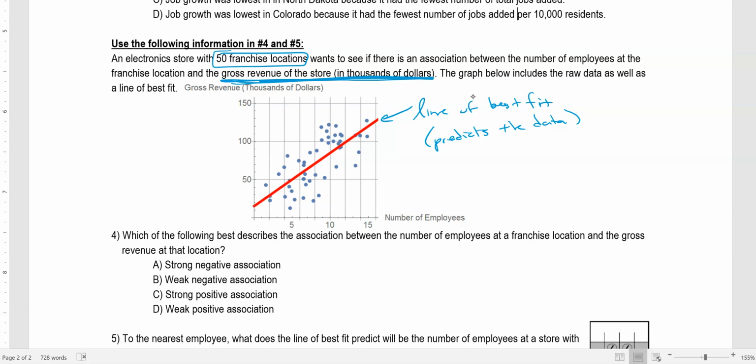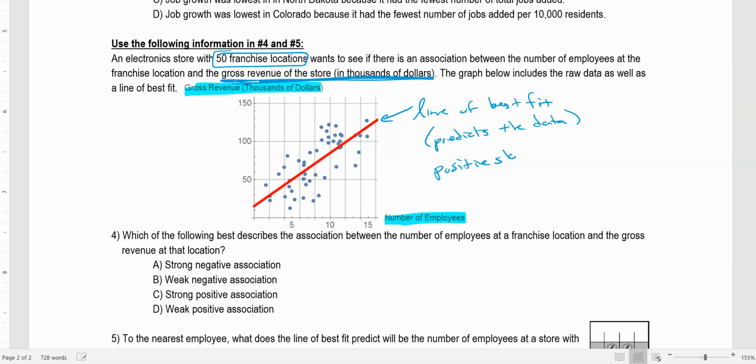Number 4 says, which of the following best describes the association between the number of employees at a franchise location and the gross revenue at that location? Well, look at your axes. This is the number of employees. This is your gross revenue. So basically, what is that line? Is that going to be a strong positive or a weak positive? You see how it has a positive slope?